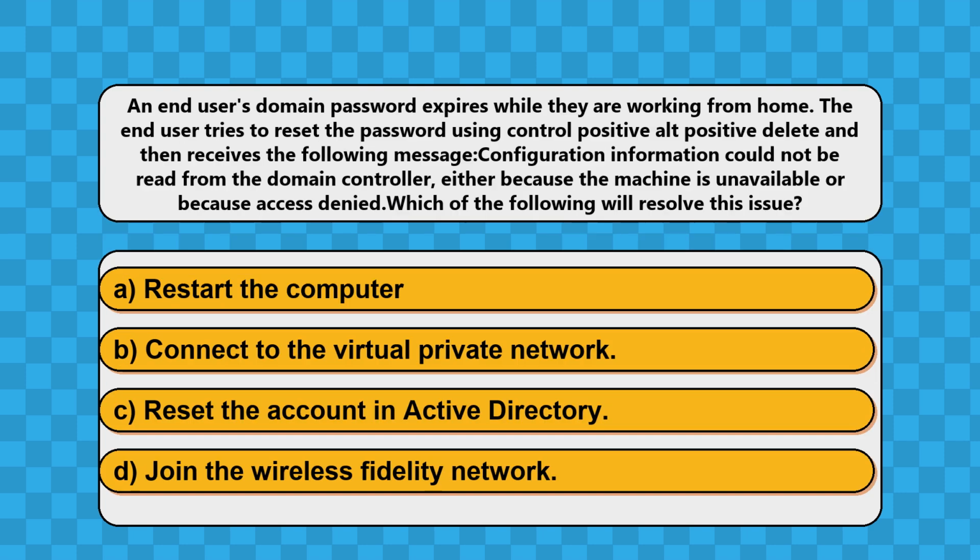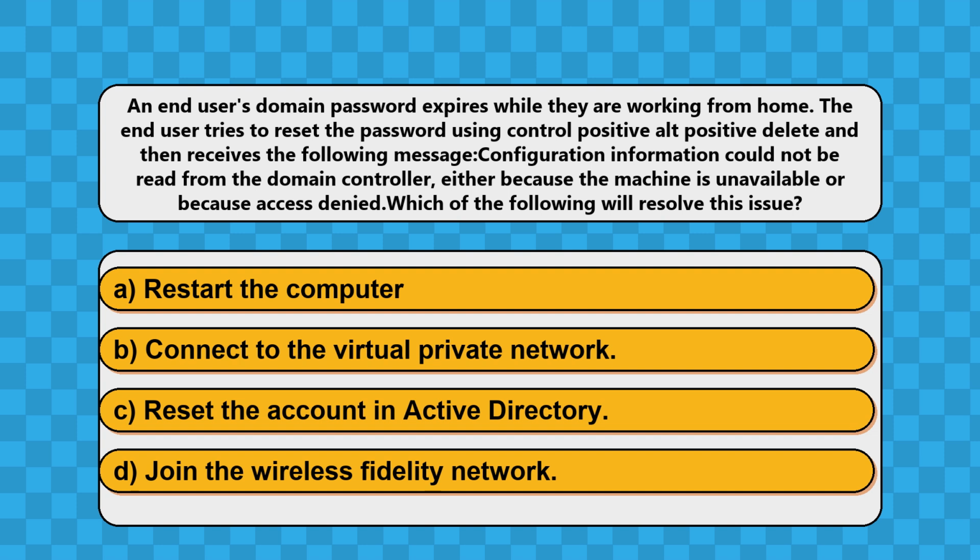Question 46. An end user's domain password expires while they are working from home. The end user tries to reset the password using Ctrl+Alt+Delete and then receives the following message: configuration information could not be read from the domain controller, either because the machine is unavailable or because access denied. Which of the following will resolve this issue?